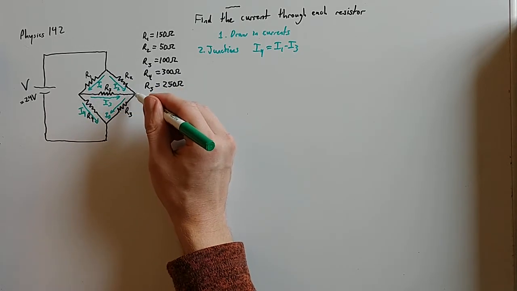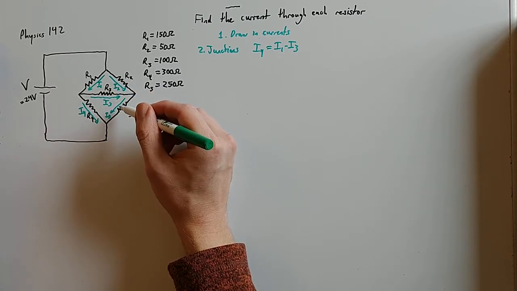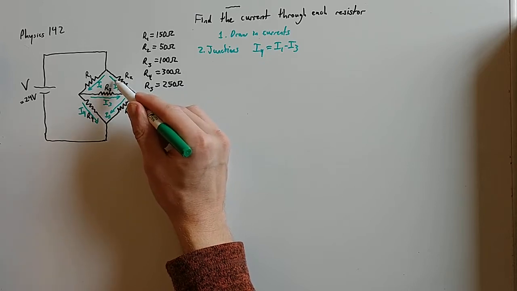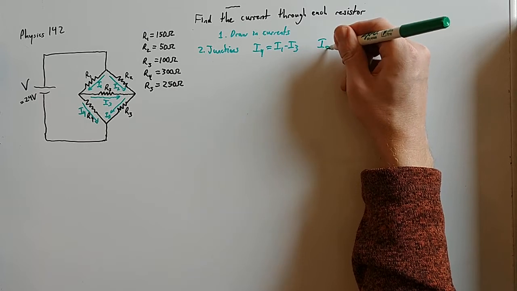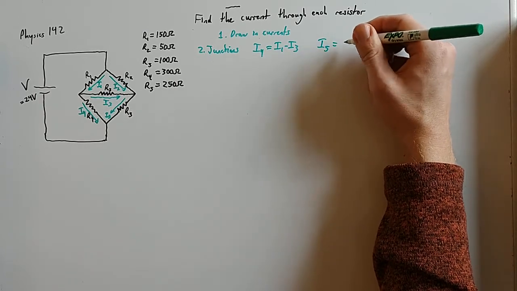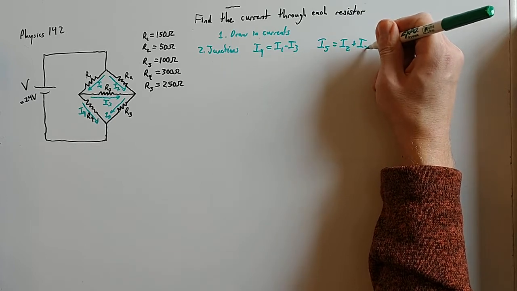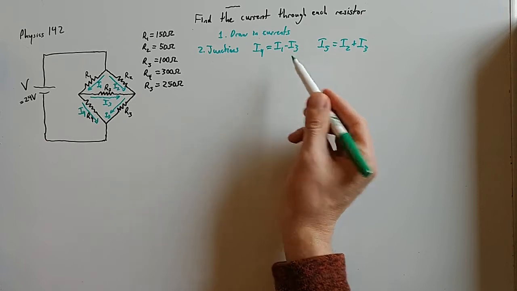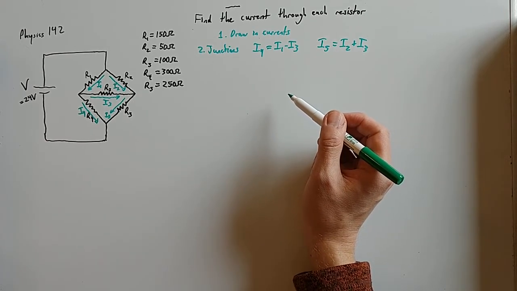Similarly, this junction over here is going to relate I2, I3, and I5, right? And specifically, I5 is the combination of I2 and I3. So we can write that down. I5 is going to be the combination of I2 and I3. And these give us independent information, so we can have two different equations from the junctions.